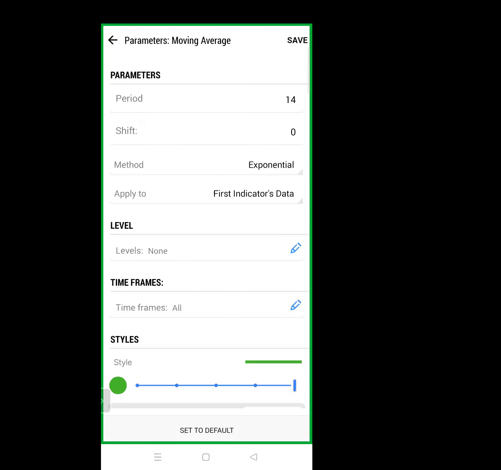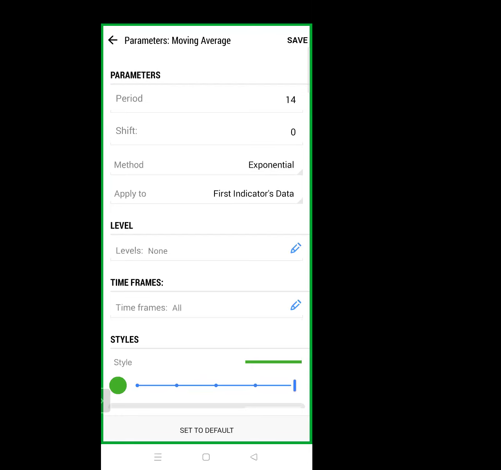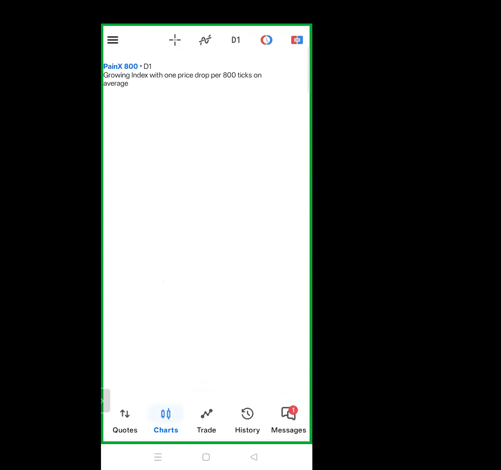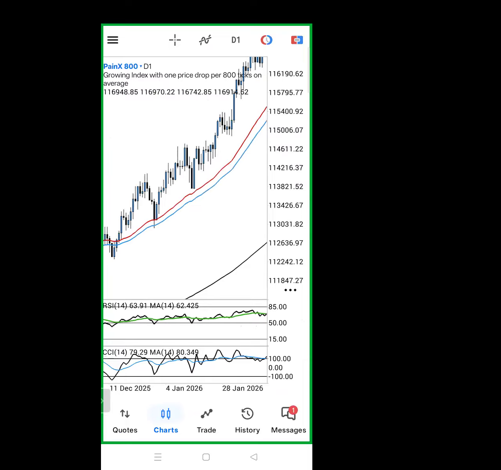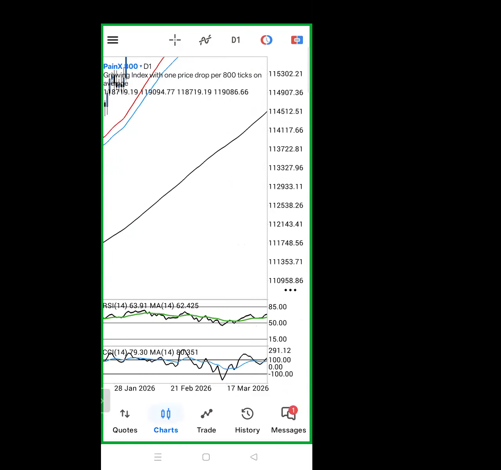When you select moving average, please look at the settings. The period is 14, shift 0, method exponential, then you apply to first indicator data. Please take note of that language. Apply to first indicator data, okay? Then you can choose any color of your choice, all right, and you save. So if you come to that indicator now, this is what you have. I'm going to show you how I use it when we get there. Now we are just looking at the setup. So let's go to the next one.